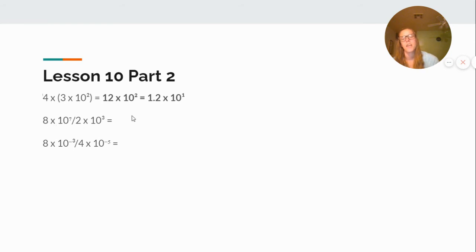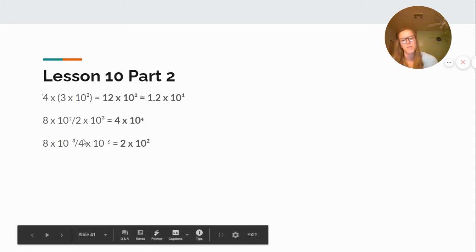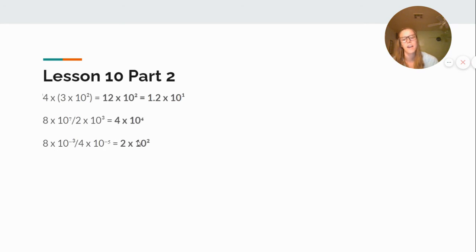Here we're dividing. 8 divided by 2 is 4. 7 minus 3 is 4. And finally, 2 negatives. So we can divide 8 divided by 4 is 2. And when dividing by a negative or subtracting, negative 3 minus a negative 5 is going to be a positive 2.